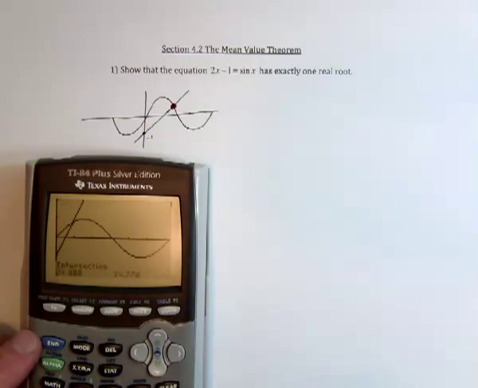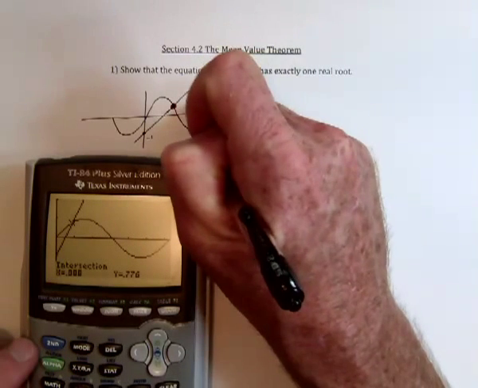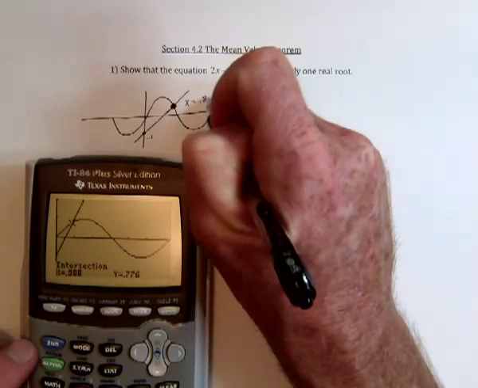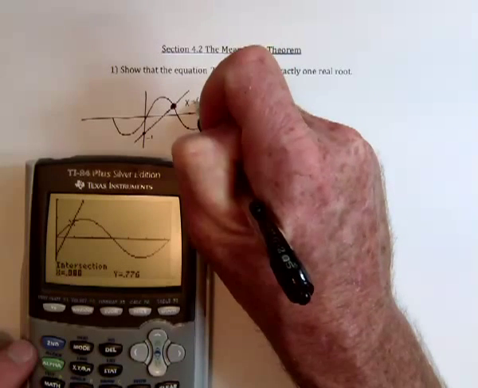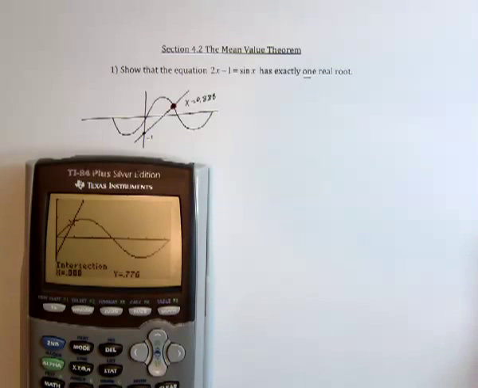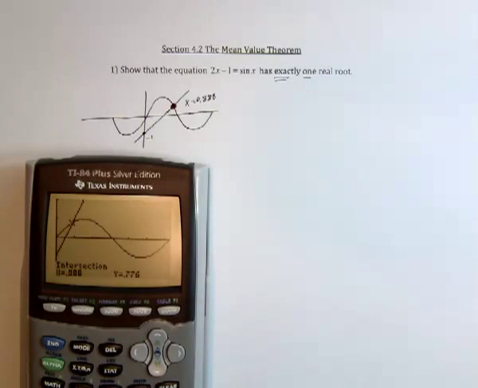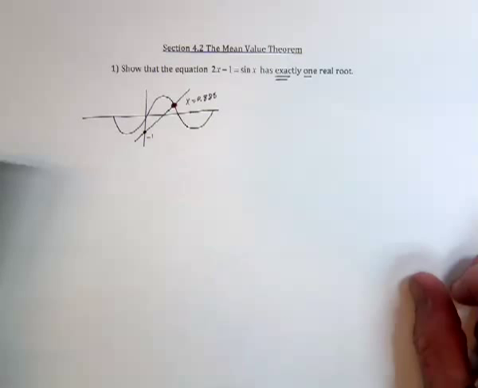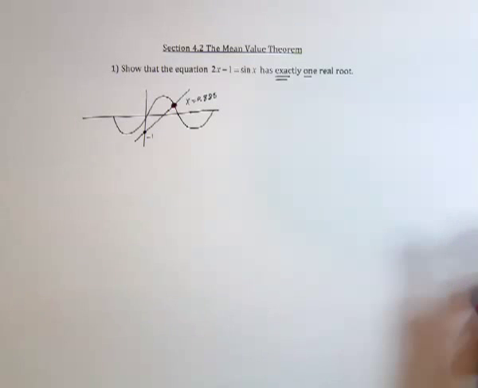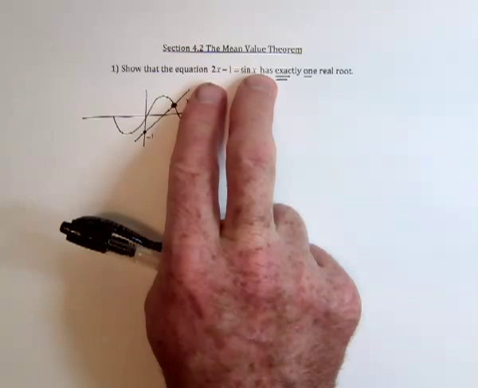Alright, so that's at, oh nice, 0.888. X equals 0.888. So there is one solution. Now show that there aren't any others, that there's exactly one real root. In order to use the mean value theorem, instead of having two functions, I need to have just one function.